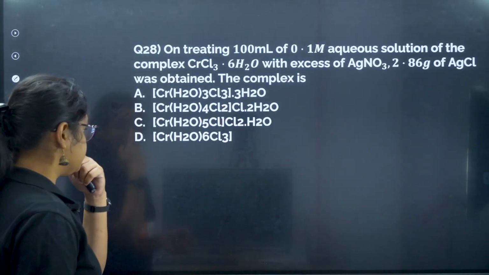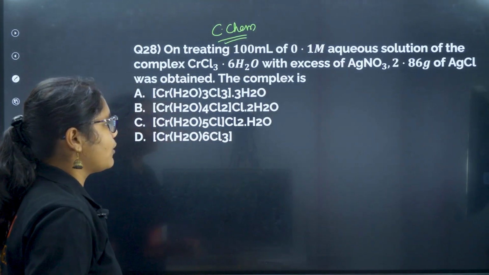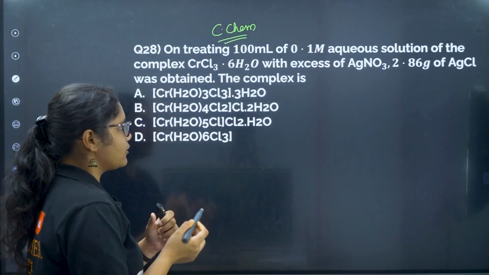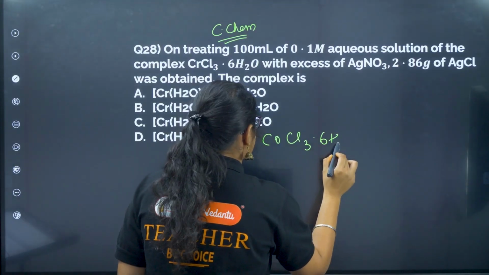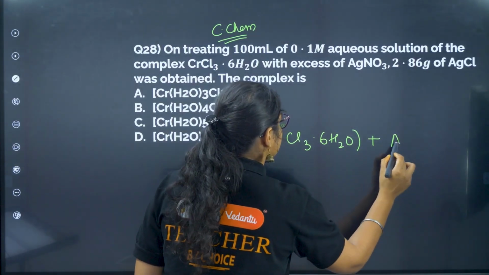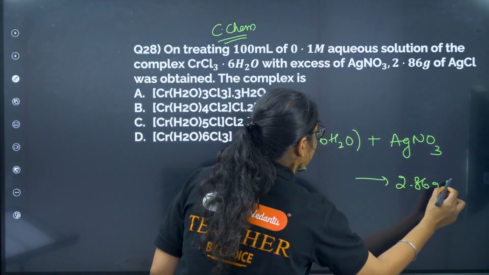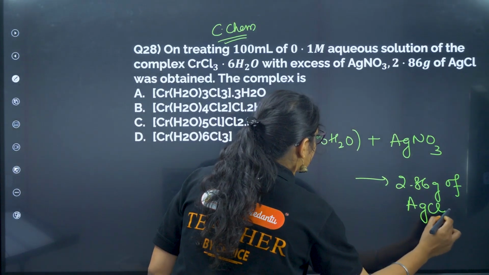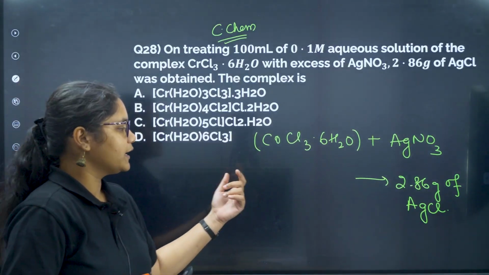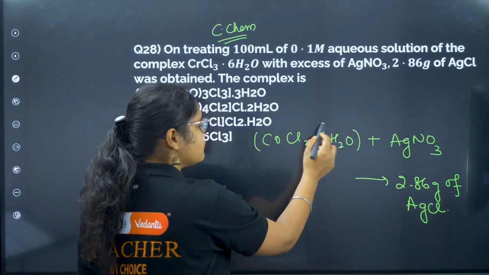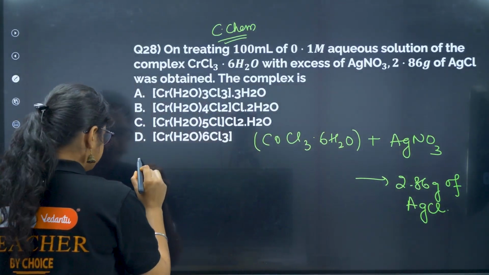Okay. Next, we have a question from coordination chemistry. On treating 100 ml of 0.1 M aqueous solution of the complex CrCl3.6H2O with AgNO3, we got 2.86 gram of AgCl. Now the question was, what is the complex structure? So you should be able to find the number of moles of complex and the number of moles of AgCl obtained. So now let us calculate both.